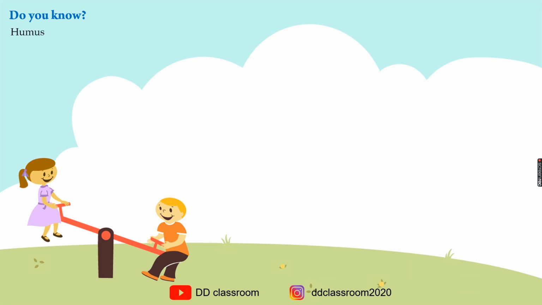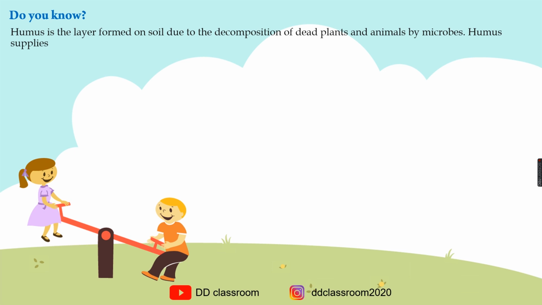Do you know? Humus is the layer formed on soil due to the decomposition of dead plants and animals by microbes. Humus supplies nutrition to the soil.